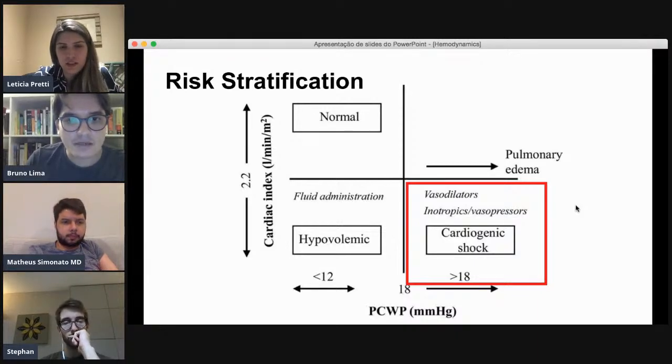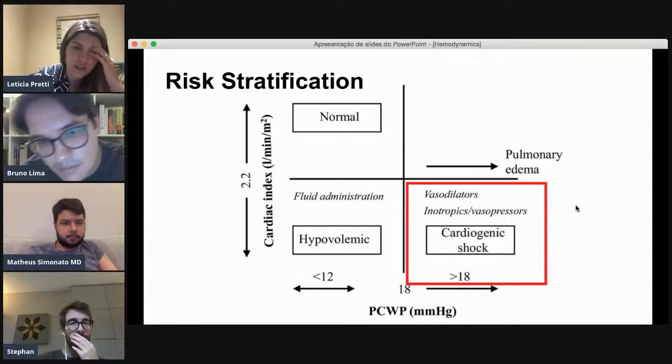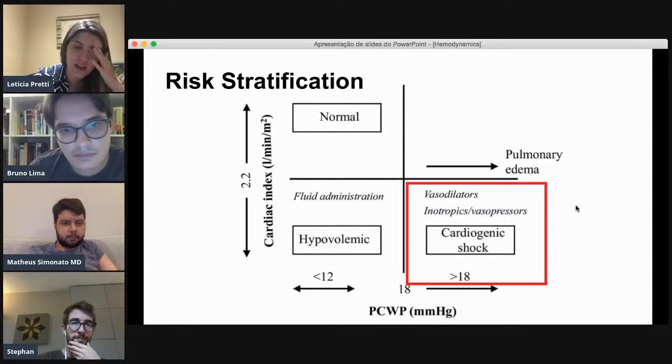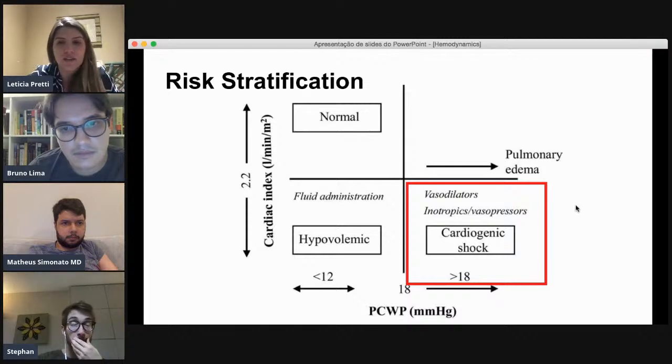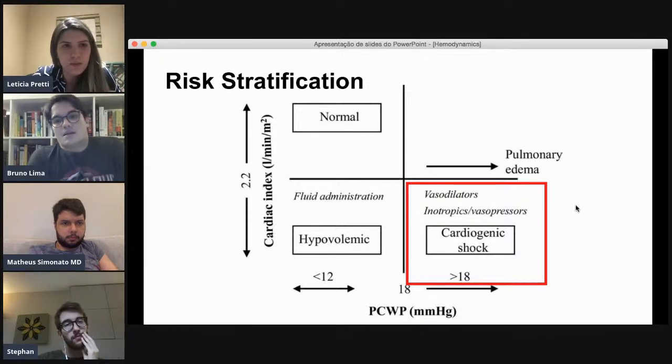Are we following here? Yes. Can I ask a quick question? What would be the drug of choice then between dobutamine and milrinone? Because you do have the vasodilator effect in both of them, right?